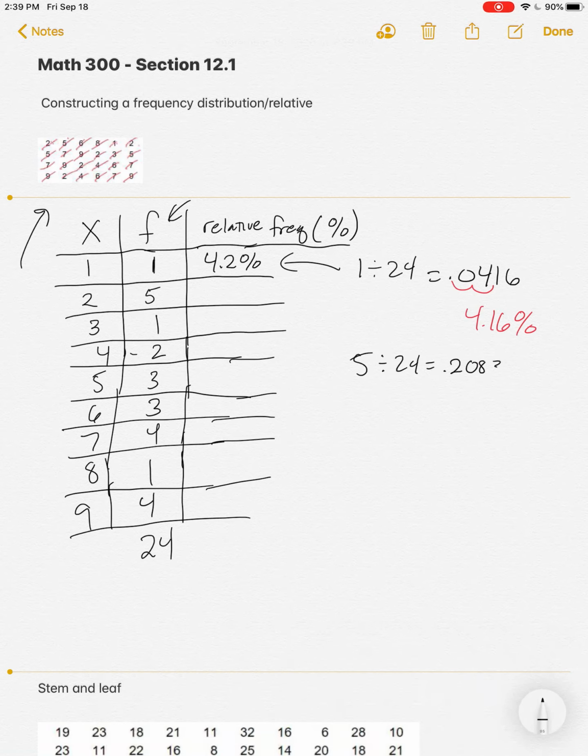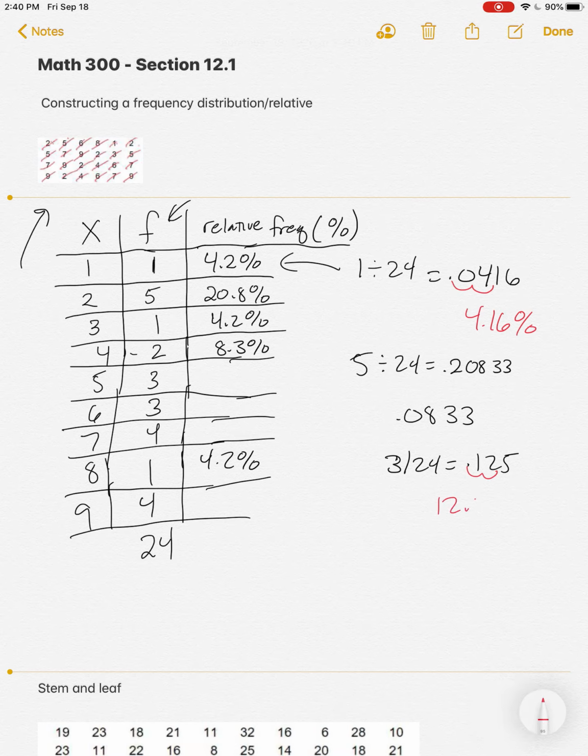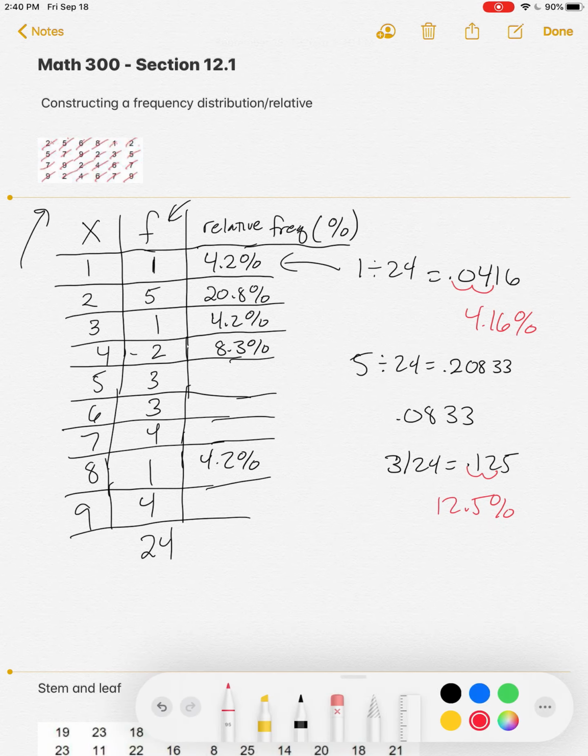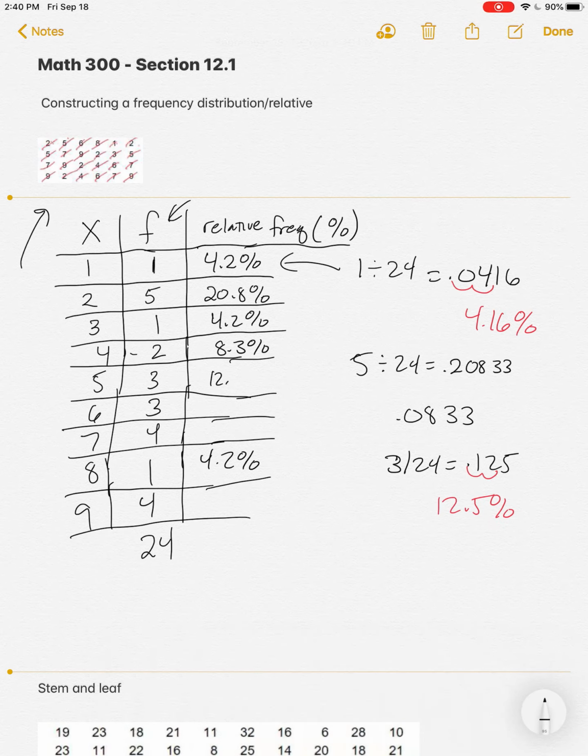So they'll say 8.3%. No other 2's. 3 divided by 24, 12.5%. Here, when I did 3 divided by 24, it came out to be 0.125. And if I move that decimal point twice, just to show that again, I get 12.5%, and that's what goes into that 3 area. A 12.5%, a 12.5%. The last ones are 4 divided by 24.